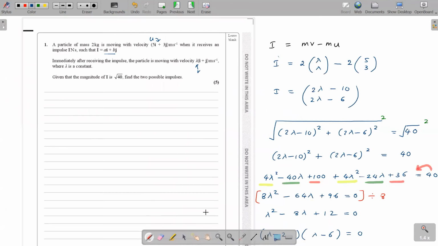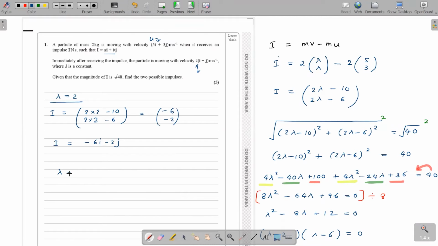So when lambda equals 2, impulse equals, substituting 2 for lambda, (2 times 2 minus 10)i plus (2 times 2 minus 6)j. Which gives me 2 times 2, 4. 4 minus 10 gives me minus 6. 2 times 2, 4. 4 minus 6 is minus 2. So one possible impulse value is minus 6i minus 2j.